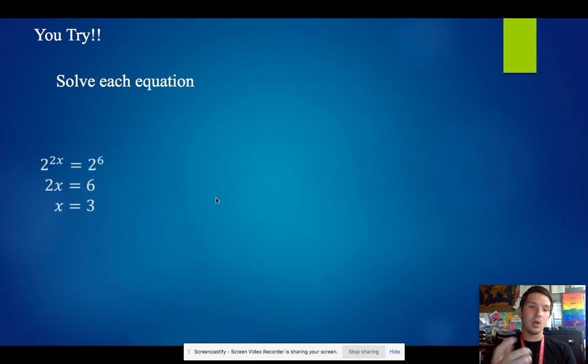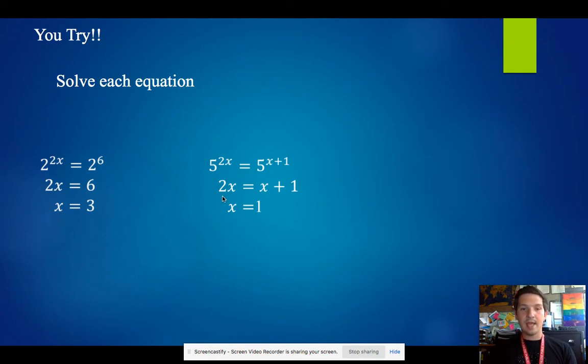Now sometimes, well, again, we can do some example problems. Again, pull out those exponents. 2x equals 6, divide by 2, and x is going to be 3. Pull out the 2x, pull out the x plus 1. Subtract x on both sides, and x is going to be 1.